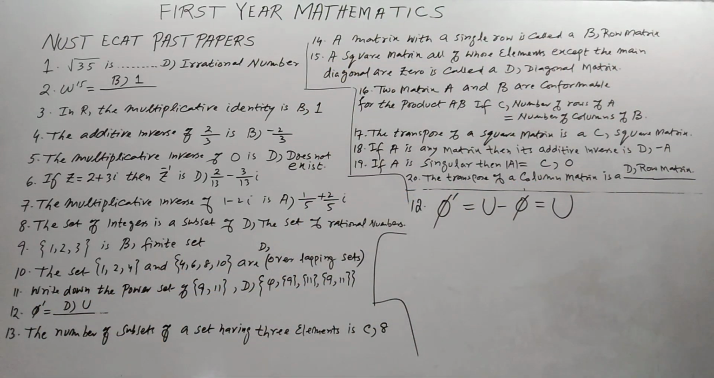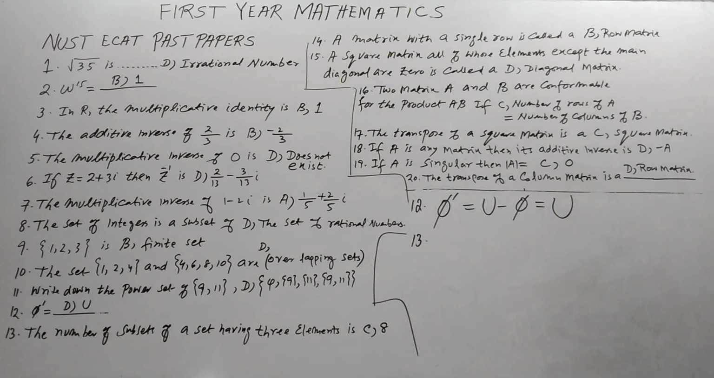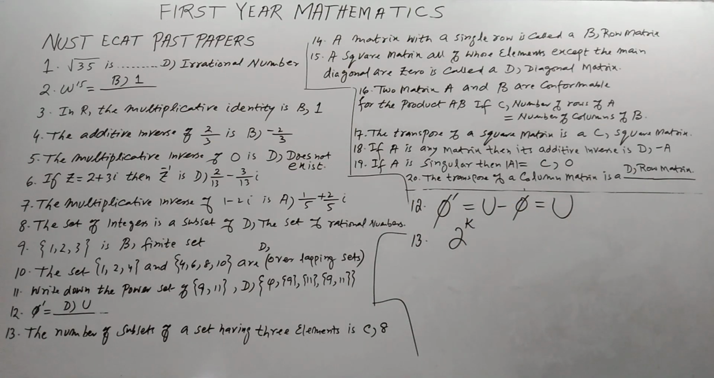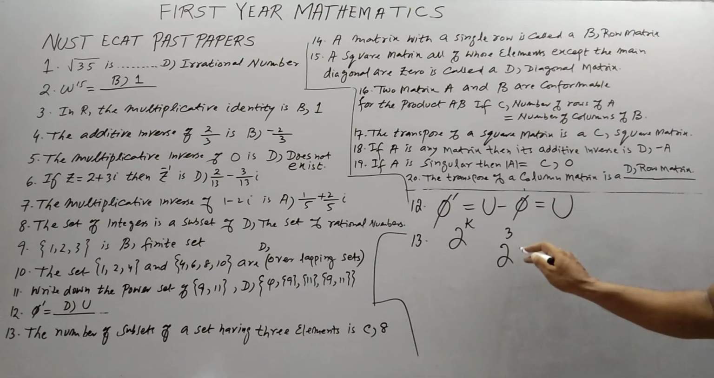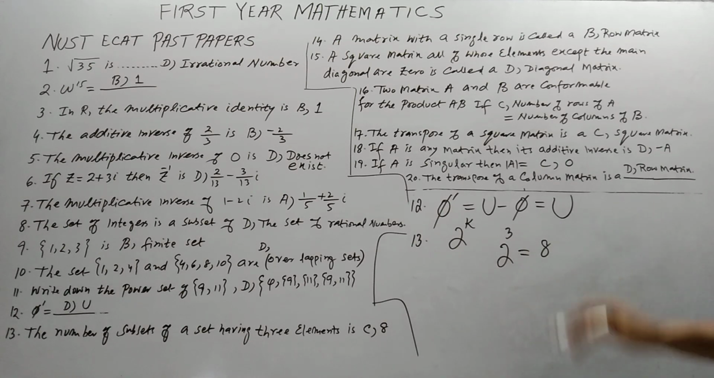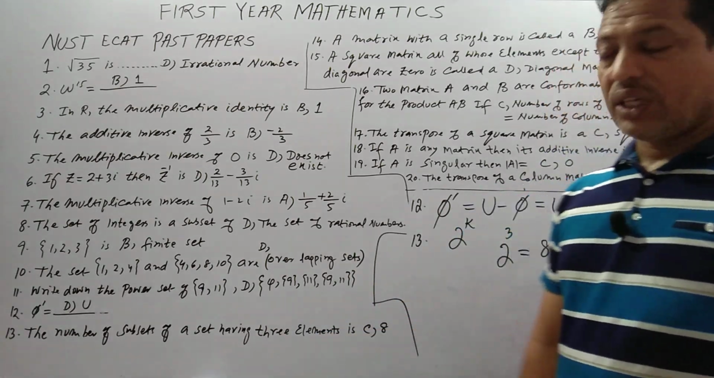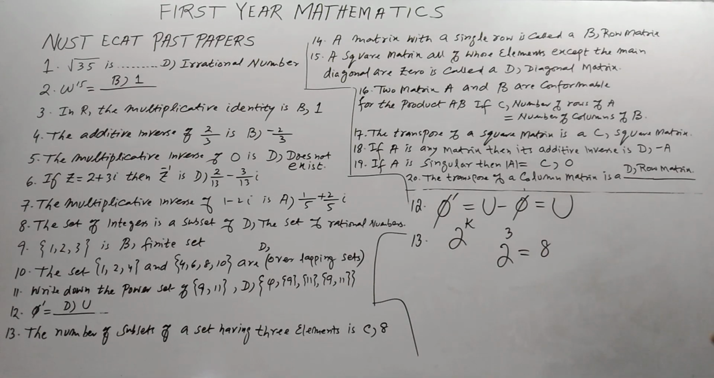Okay. Now come to question number 13. The number of subsets of a set having 3 elements is what? I told you in question number 11 how to write the power set, how to write the subsets. The formula is 2 power k. In this question, there are 3 elements in the set, therefore the answer is 2 power 3. 2 power 3 is 8, therefore there are 8 subsets of a set having 3 elements. So the correct option is option C. The answer is 8. Hope you understand question number 13.